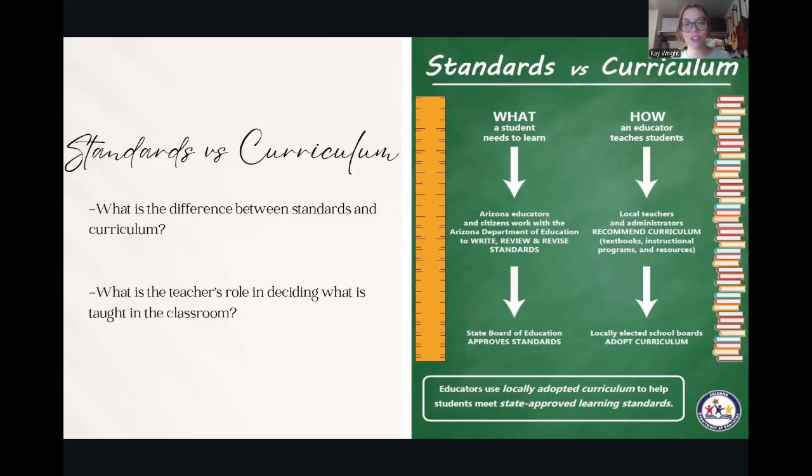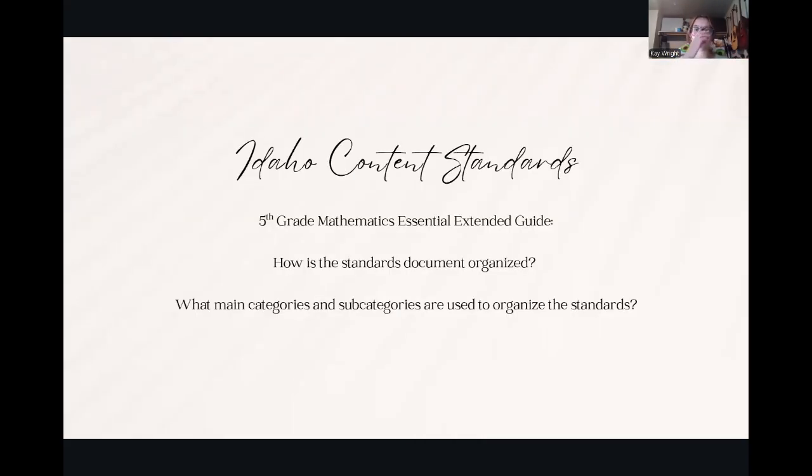Sorry, teachers aren't just there to use the curriculum. The curriculum is there for teachers to use as a guide in their classrooms and as a clear standard of what is expected of the teachers to teach and what the students need to be taught. If that makes sense. So here we are with Idaho content standards.